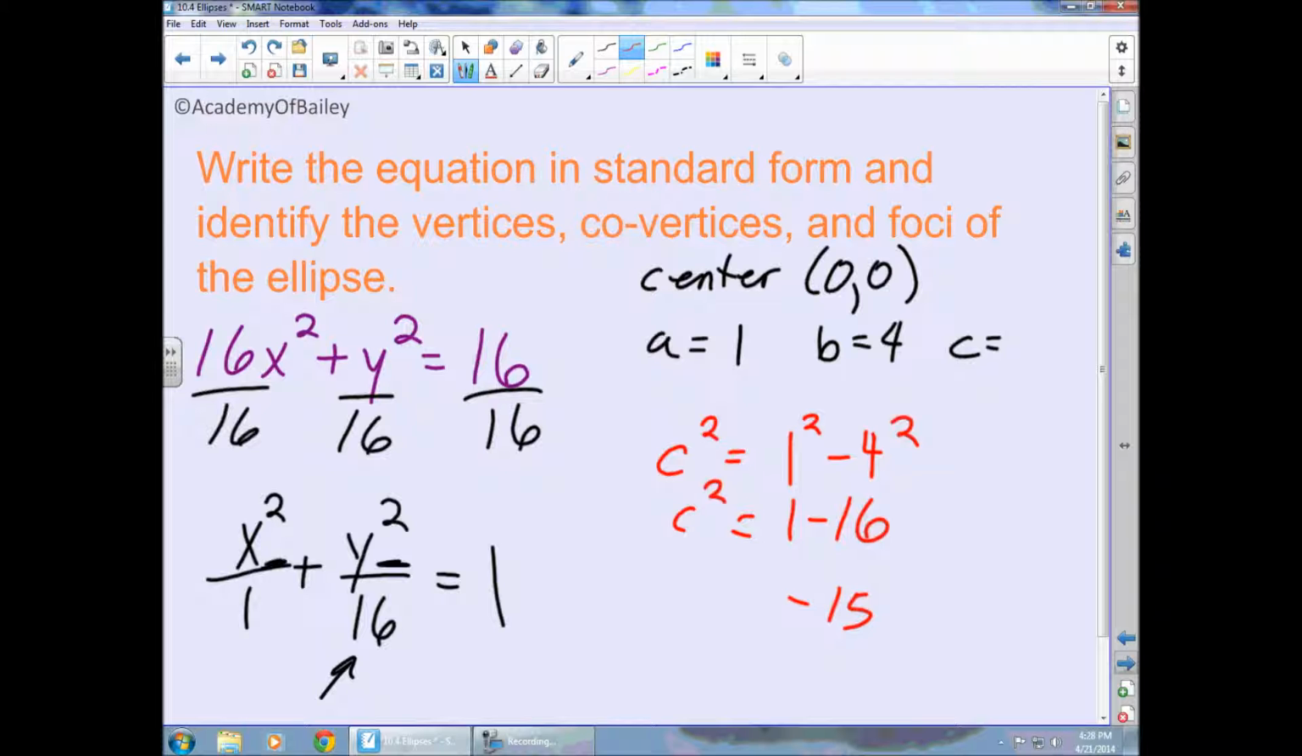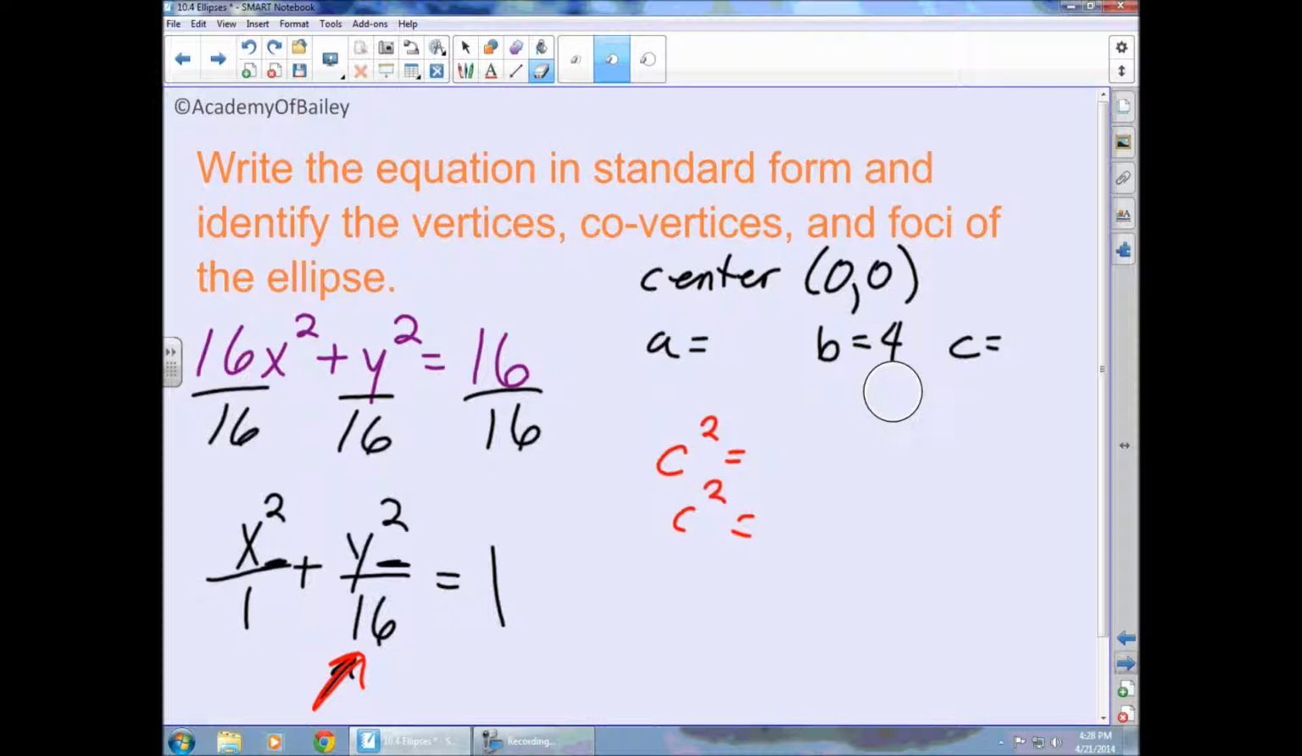We didn't pay attention to which one was A and which one was B. Remember, A is always larger. A is always larger. So in this case, is 1 larger than 4? No. So A is larger, so that means this is 4 because it comes from 16, and B is 1 because it comes from the 1 there. And so if A is larger and it's underneath y minus k, we know that this is a vertical major axis. The ellipse has a vertical major axis.